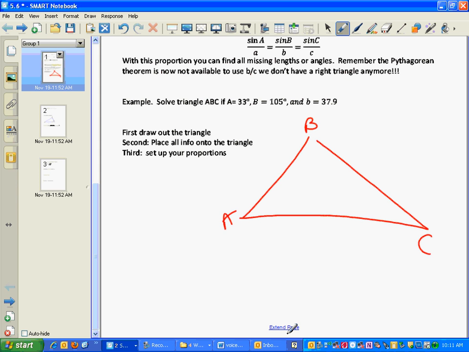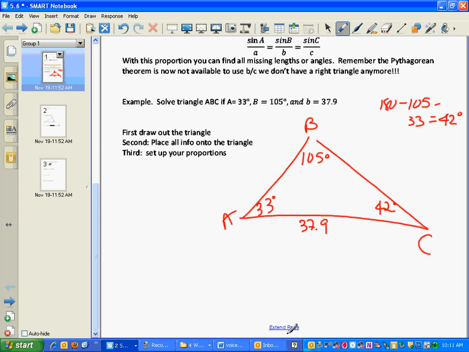We're going to put angle A as 33 degrees, B is 105 degrees, and we know that angle C is going to be 180 minus 105 minus 33, which is 42 degrees. And we also know that side length B is 37.9.